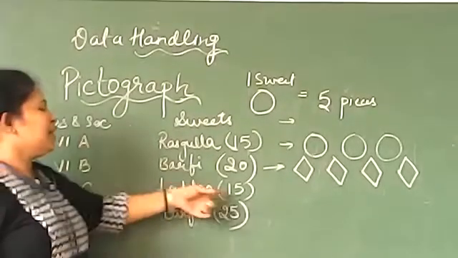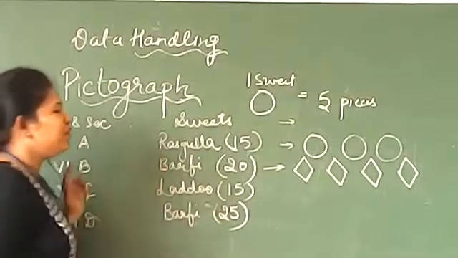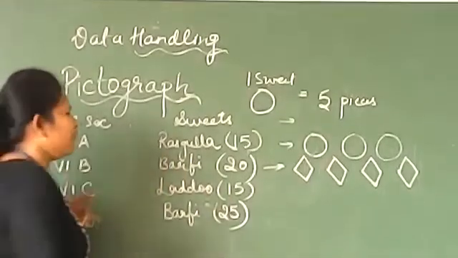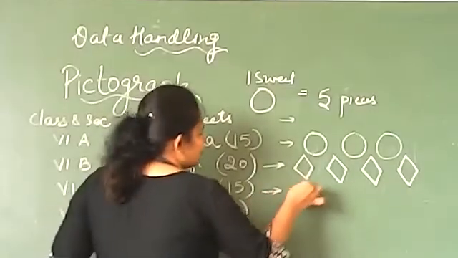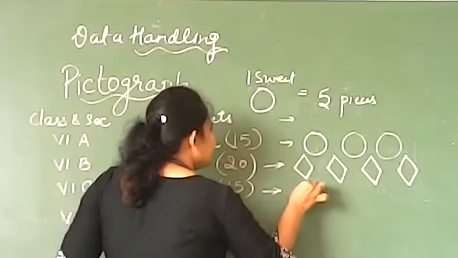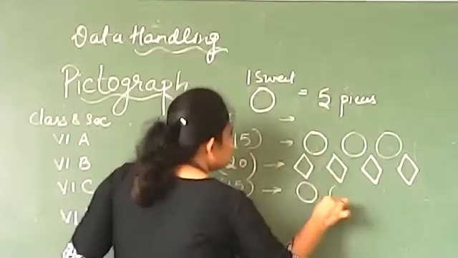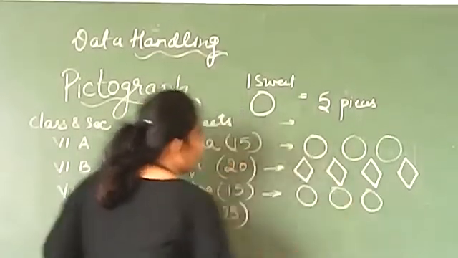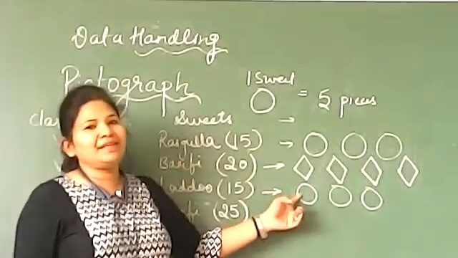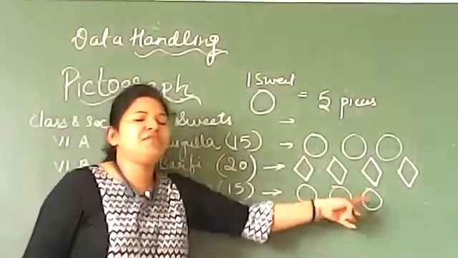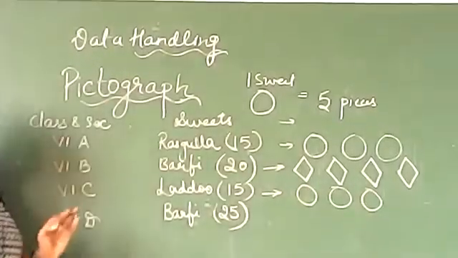Now laddu. Laddus are here 15. 15 means 5 3s are 15. We want 3 sets. So here 1 laddu, 2 laddu and 3 laddu. You know one picture represents 5. So 5, 10, 15. So total are now 15.